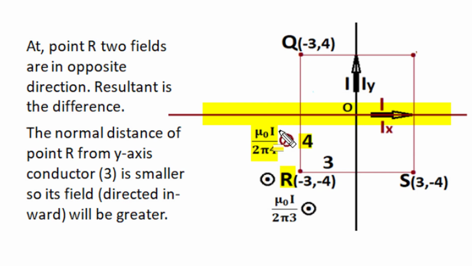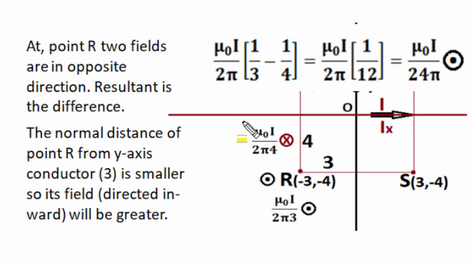The perpendicular distance of the observation point from the X directed current is 4 units and its magnetic field mu0 I upon 2 pi 4 in the vertical downward direction is denoted by this cross, and for this Y direction current the perpendicular distance is 3 units and the magnetic field mu0 I upon 2 pi 3 is in the vertical up direction. Since this mu0 I upon 2 pi 3 is bigger in magnitude than the other one, the difference is in the bigger magnitude direction, upward, and the smaller magnitude mu0 I upon 2 pi 4 is subtracted from the bigger magnitude mu0 I upon 2 pi 3, and for the difference when the LCM is taken it is 4 minus 3, 1, and the resultant magnetic field in the upward direction at R position is mu0 I upon 24 pi Tesla.